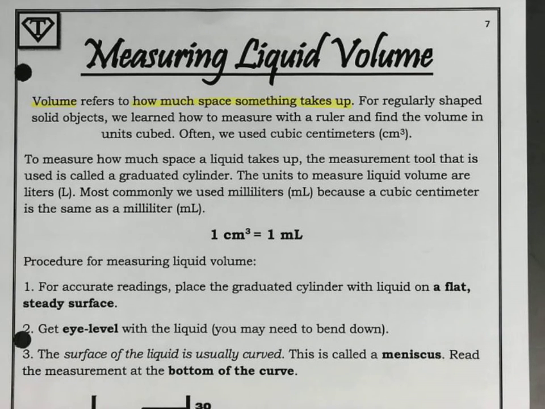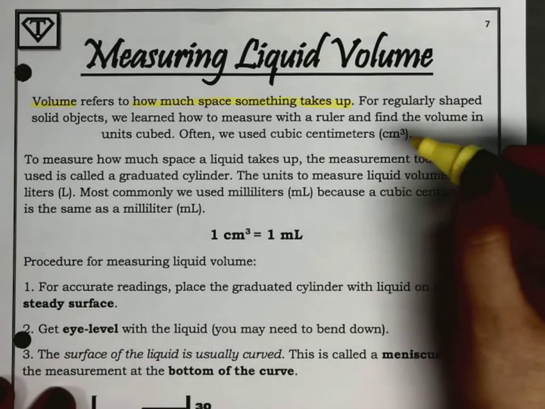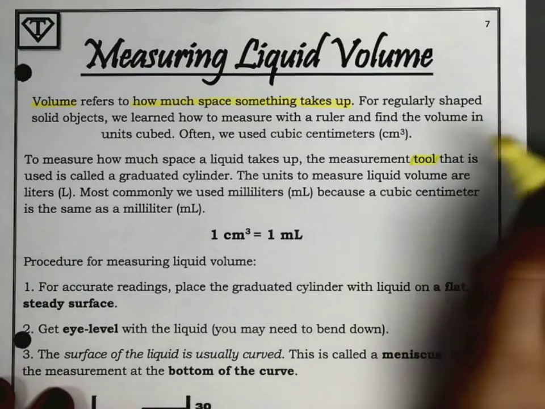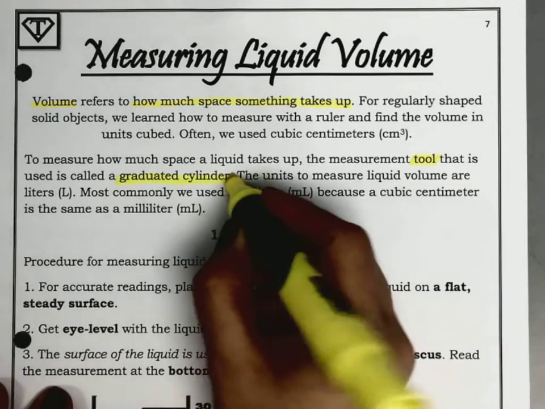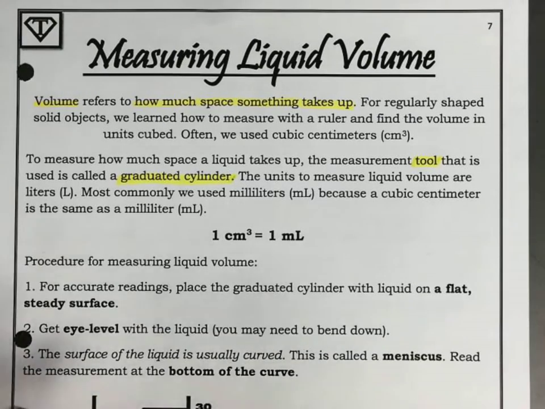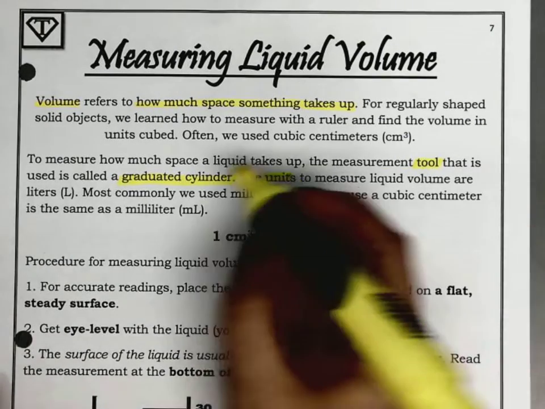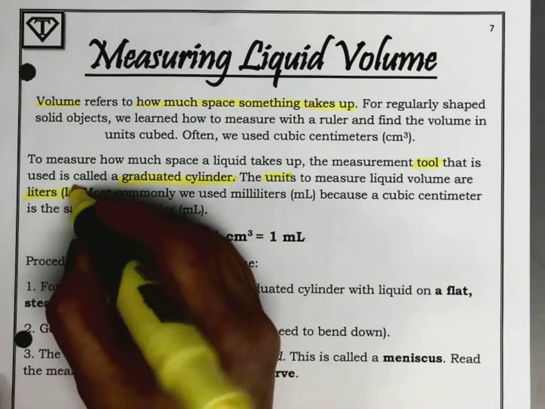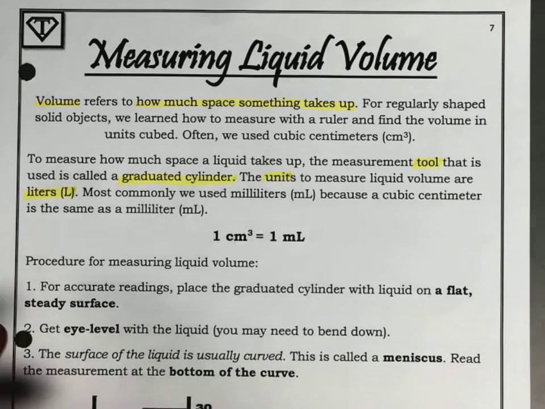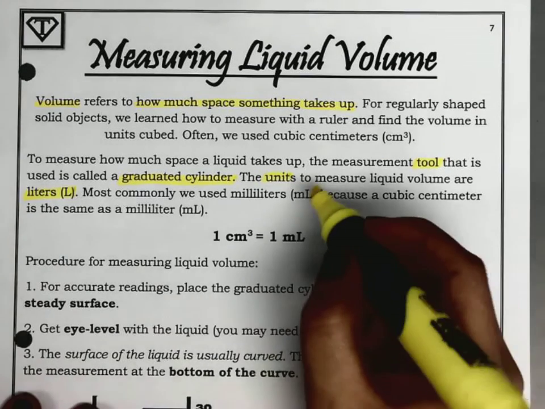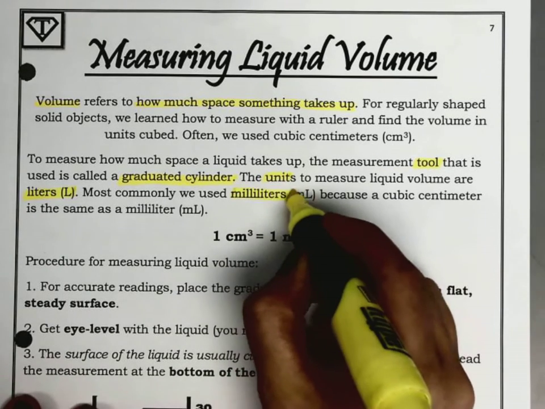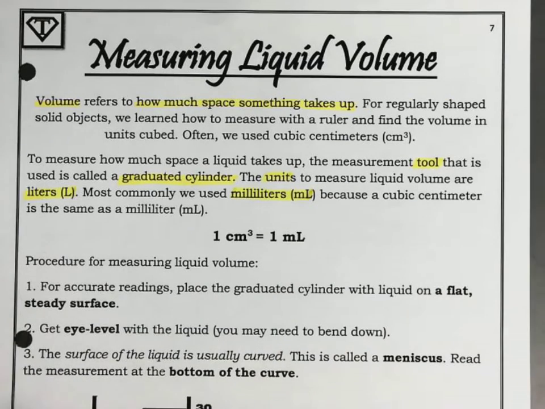To measure the space that a liquid takes up, we use a different tool. We're going to use something called a graduated cylinder. So tool, graduated cylinder. The units that we use are liters. We learned about this in the beginning of the year when we did the metric system. Most commonly, milliliters is going to be the unit, little m, big L.